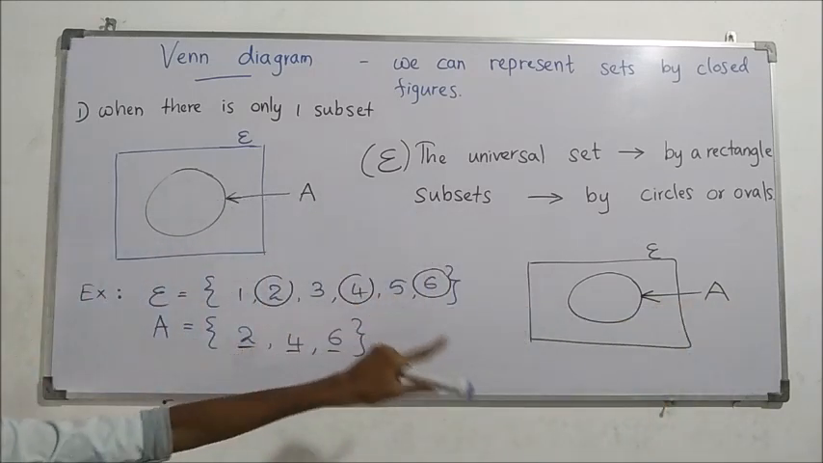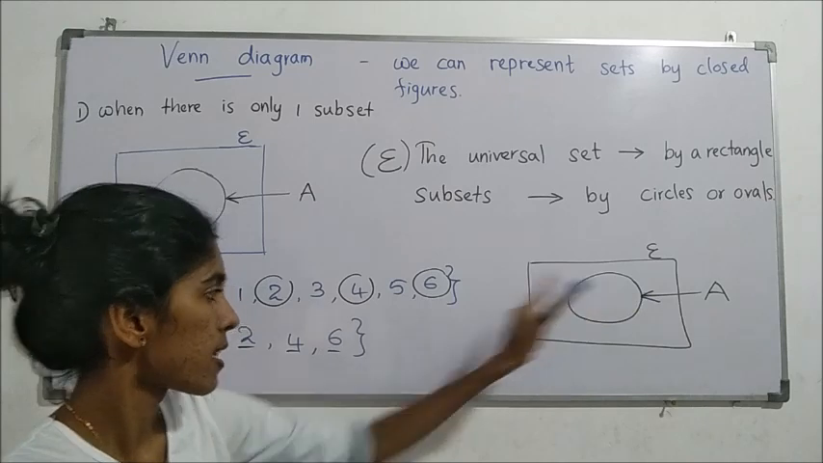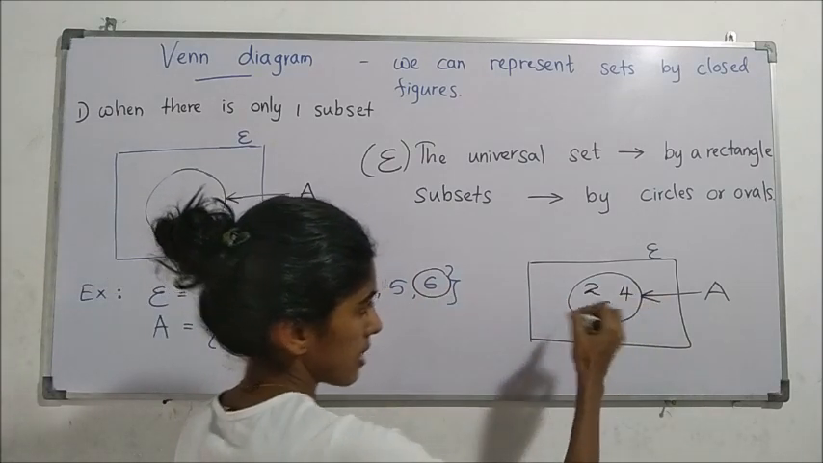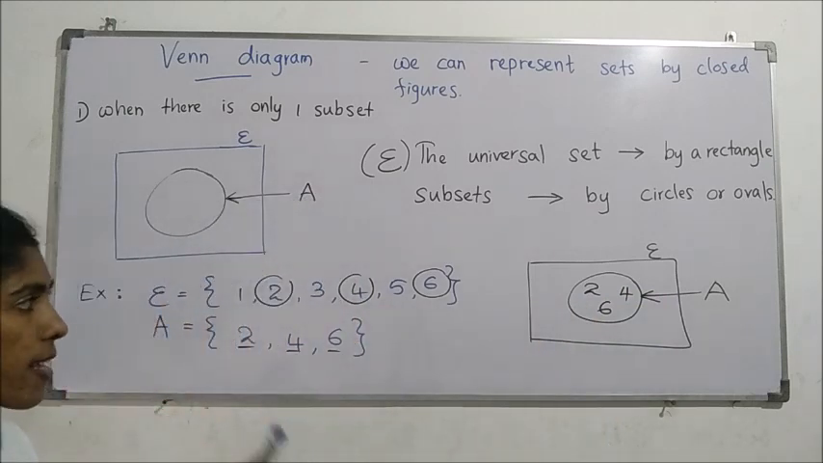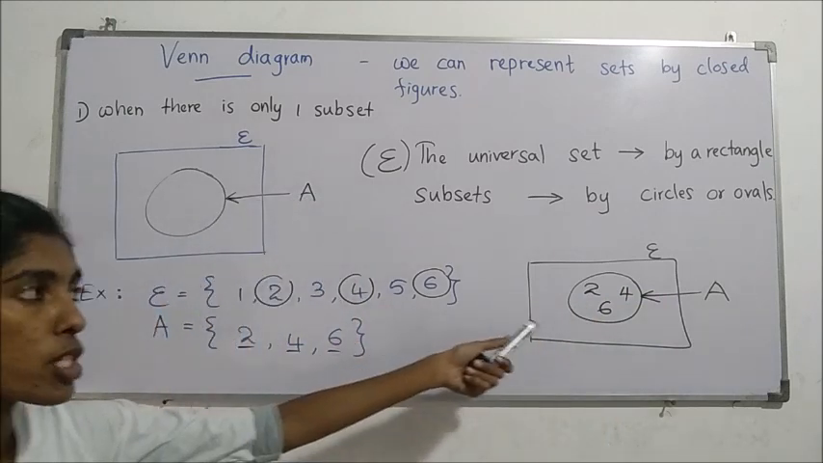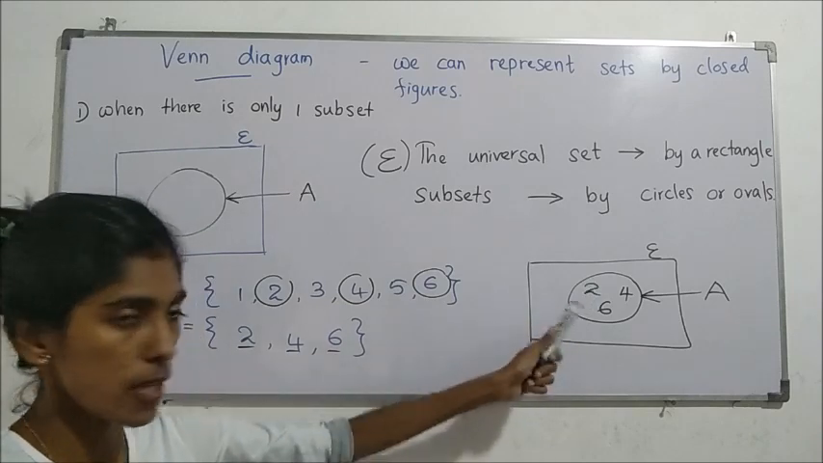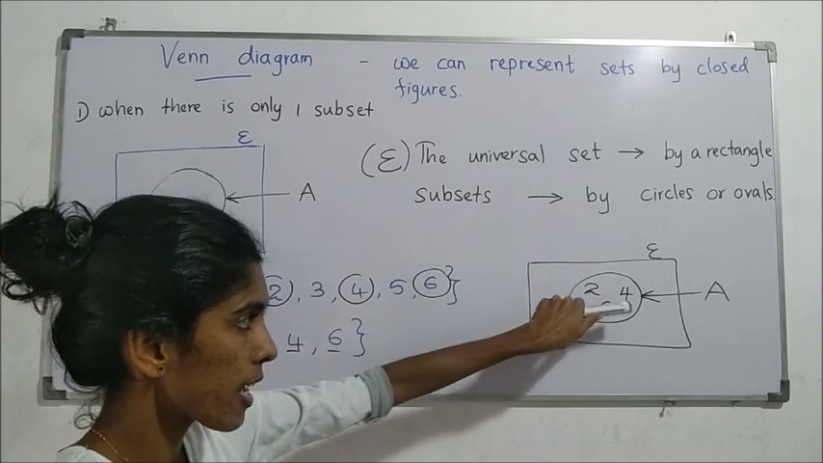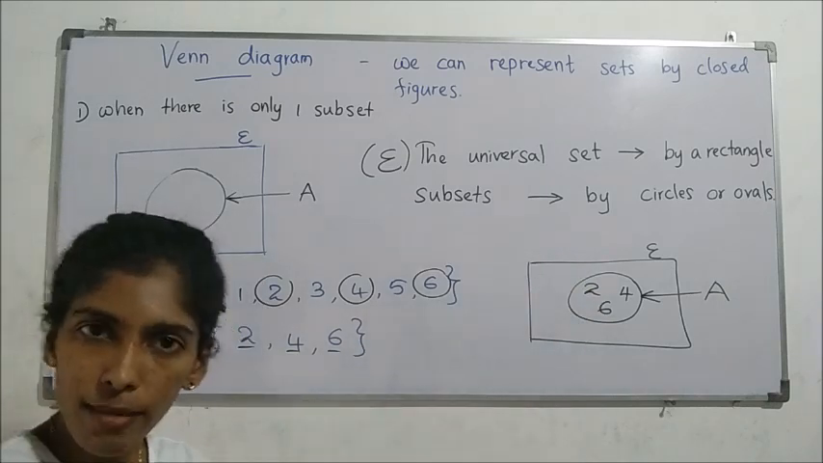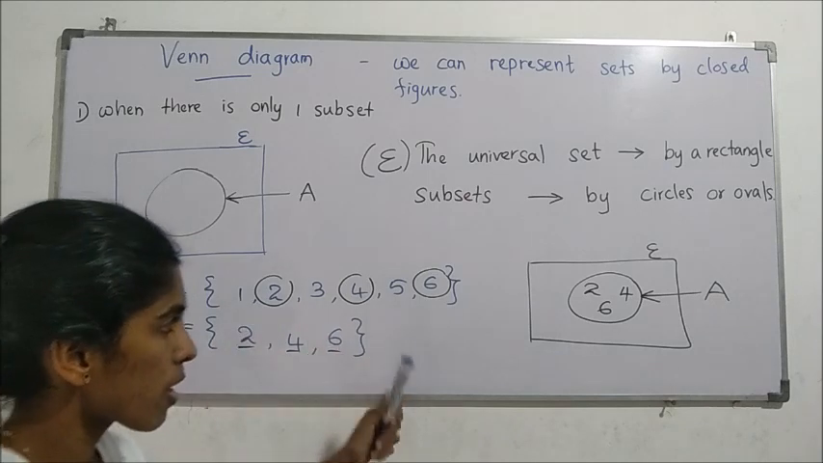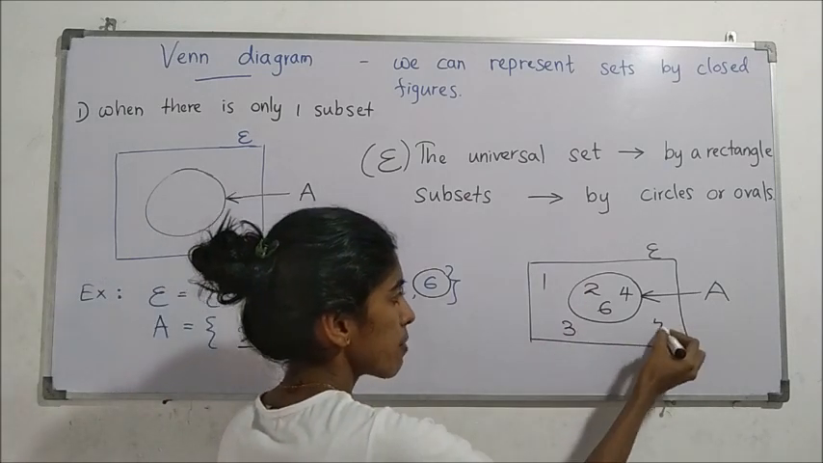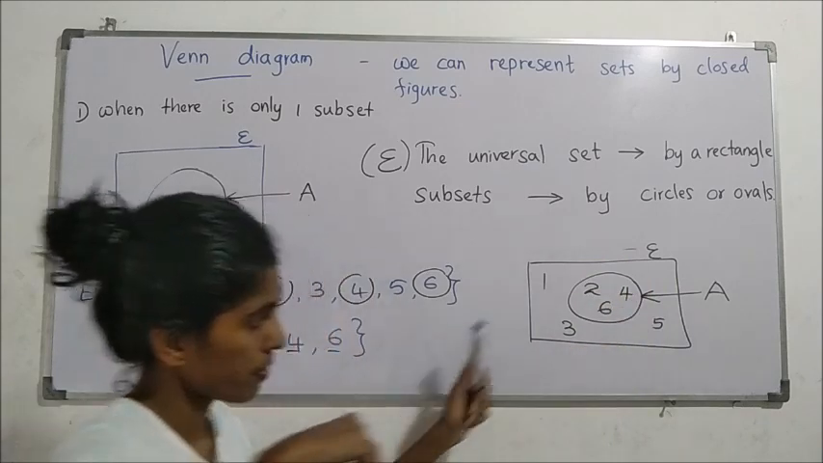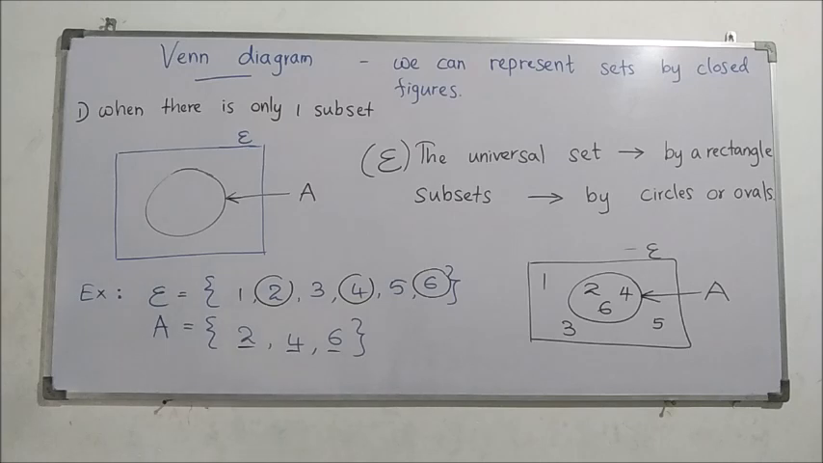Put the relevant name there, and inside this circle I am putting all these elements 2, 4, 6. And you know that there are some more elements which belong to the universal set but not to set A. Okay, so outside the circle A, we can include the rest of the elements. What are those? 1, 3, 5. Because they belong to the universal set but they do not belong to set A. See, this is how we represent such an example.